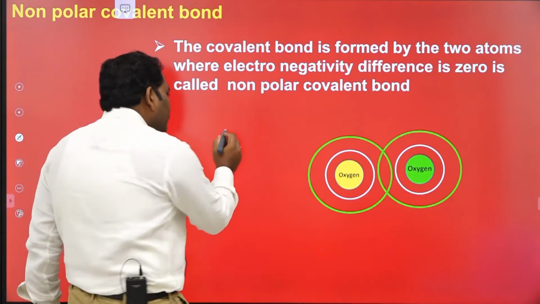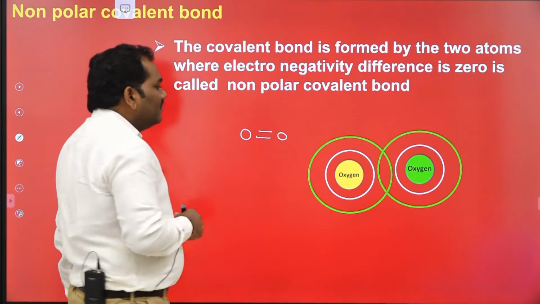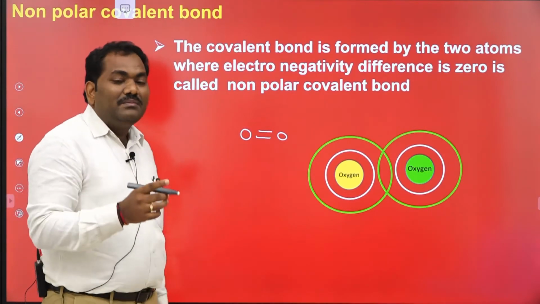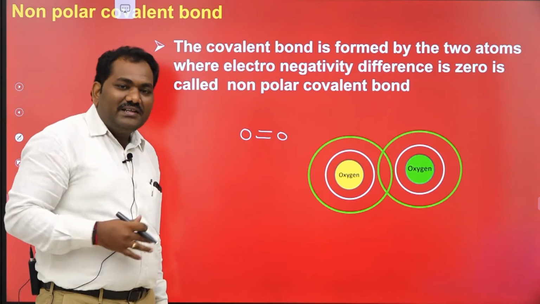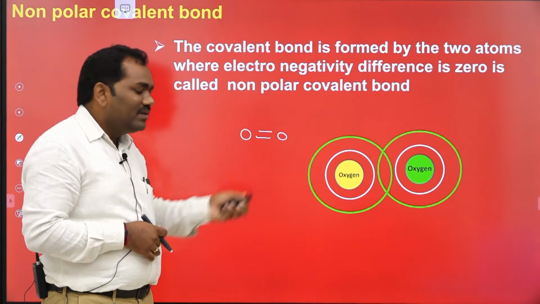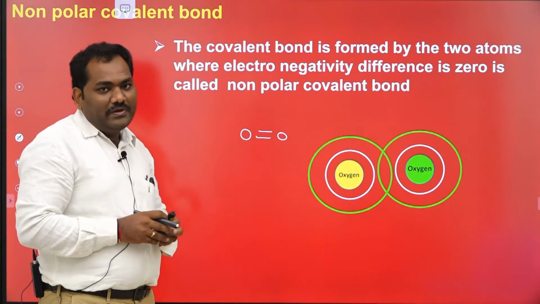That's why two bonds are present between oxygen and oxygen. One bond is called a sigma bond, and the other is called a pi bond. In later classes we will discuss what a sigma bond and a pi bond are, and what the differences between the sigma bond and pi bond are.